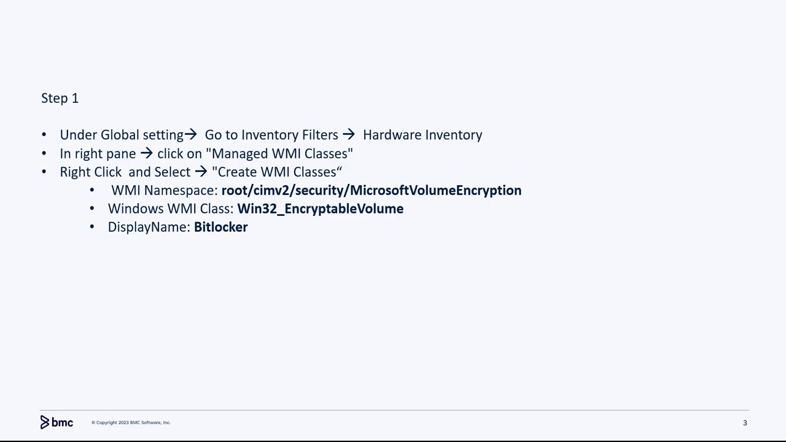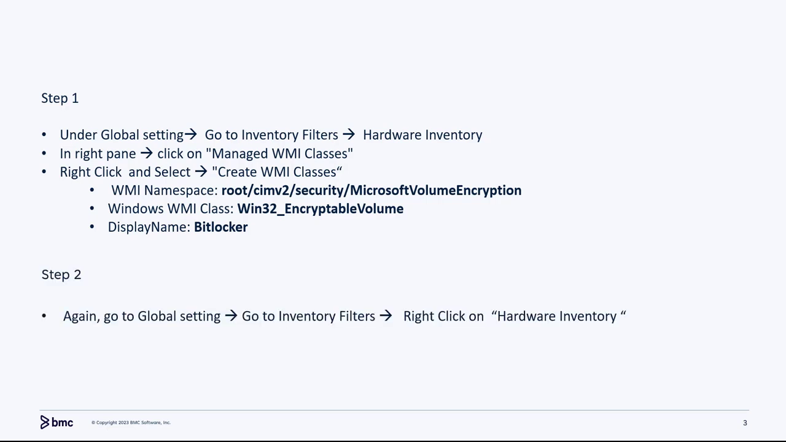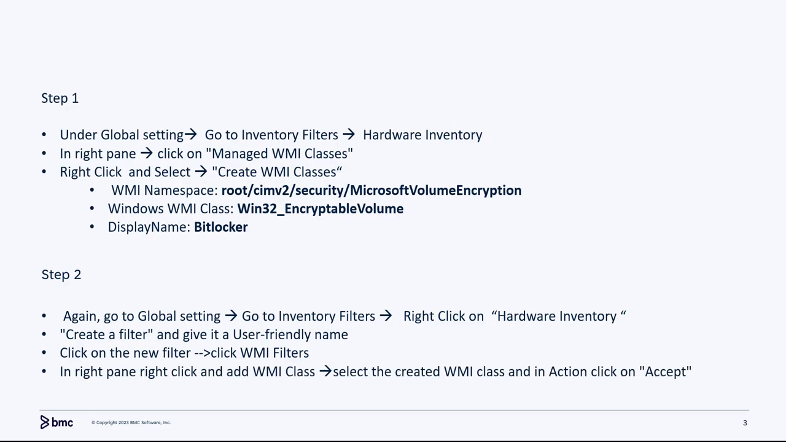Once this procedure is done, we proceed to the second step, where you go again to the hardware inventory and create a filter and give it a user-friendly name. Then the default WMI filters will populate under it. In the right pane, you need to add the WMI class that you just created in the previous step, and in action, click on accept. In the upcoming video, we will demonstrate the same steps which will enhance your understanding of this process. So let's get started.